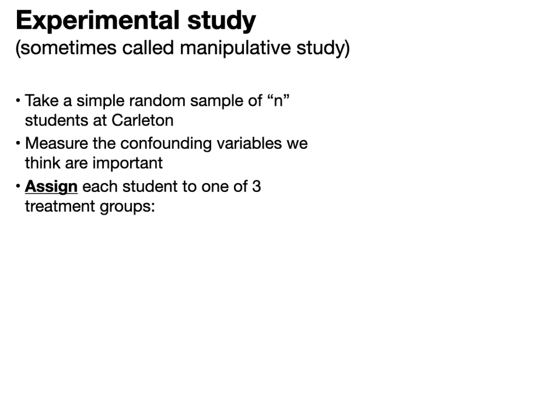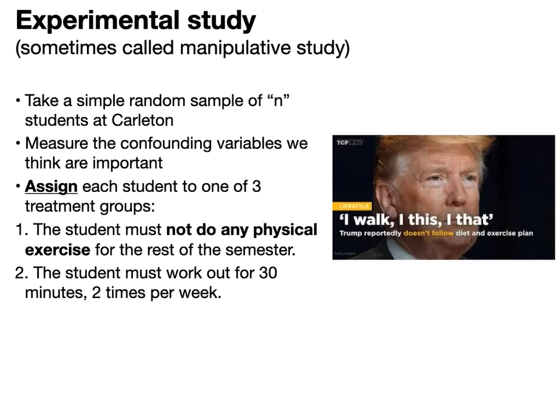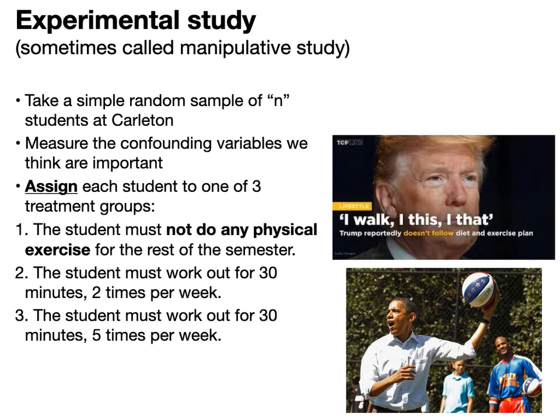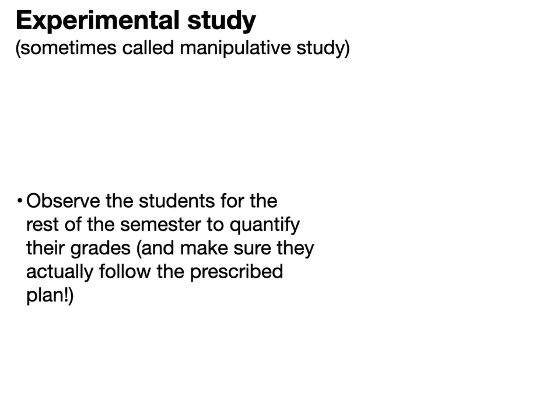So you could do this in a lot of different ways. I've decided to make up 3 treatment groups. I'm going to have one group where the students must not do any physical exercise for the whole semester. The second group where they have to work out 30 minutes twice a week, kind of a moderate or light exercise group. And then a third group where the students have to work out 30 minutes 5 times a week. So I'm assigning them these exercise programs that they have to do. I'm manipulating exercise as our crucial independent variable. Of course, there are other ways that we could do this. This is just one way.